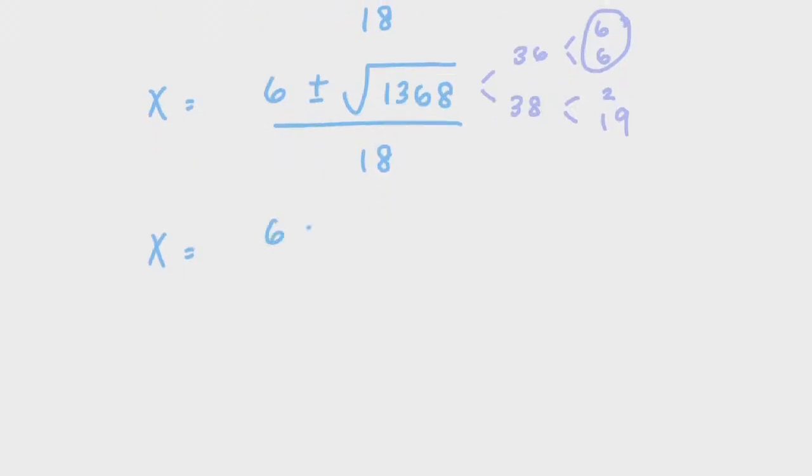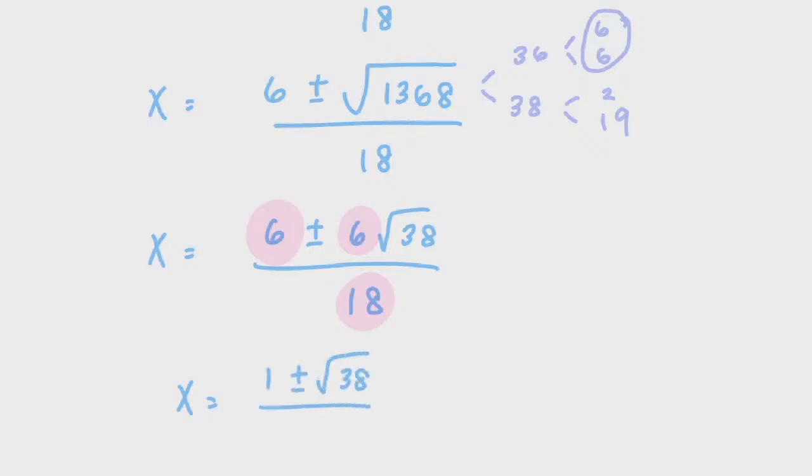Okay, so we have 6 plus or minus 6 rad 38 over 18. And now we're going to see if we can simplify. So we're looking at these three numbers. All of them are divisible by 6. So this will be 1 plus or minus square root of 38 over 3.